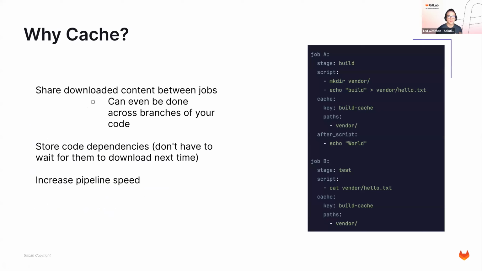So now that we understand how it works, you might be asking yourself, what's the benefit? First of all, you can share downloaded content between jobs and even across branches or code dependencies. This means that you can save on that download time for each job that leverages the cache. If we don't need to re-download everything, that means our pipeline can run significantly faster.